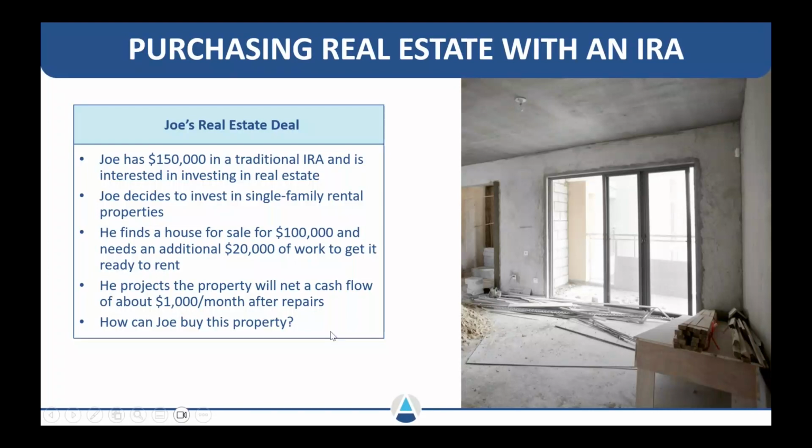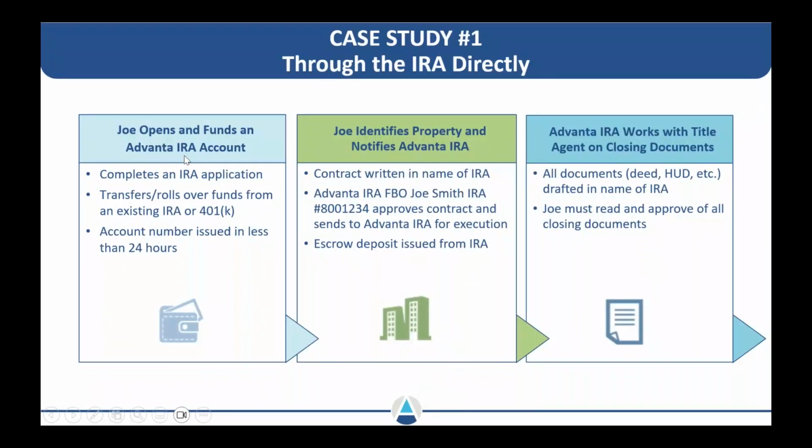Joe decides to invest in a single family rental, finds one for $100,000, and man, I need to update the figures on this to maybe be a little bit post-COVID. Anyway, so he finds a house for $100,000, needs $20,000 of work to get it ready. He projects it'll net $1,000 a month after repairs. So how can Joe buy this property?